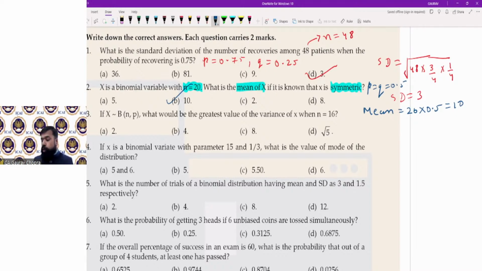Okay, so Shruti says understood, no doubt. Simple says clear. Priyanka says no doubt. Great.